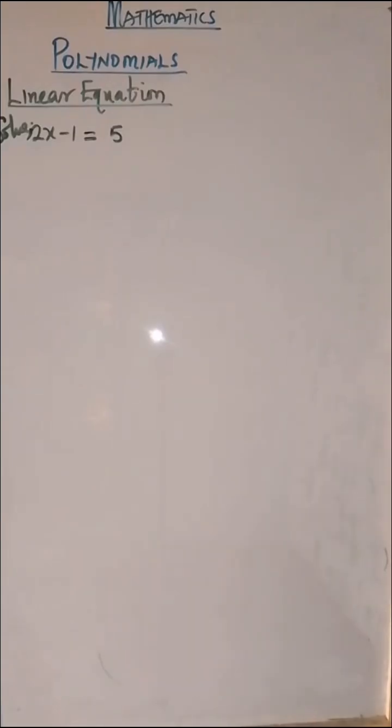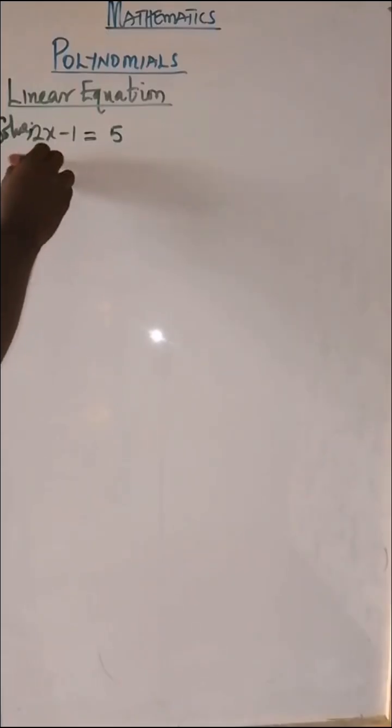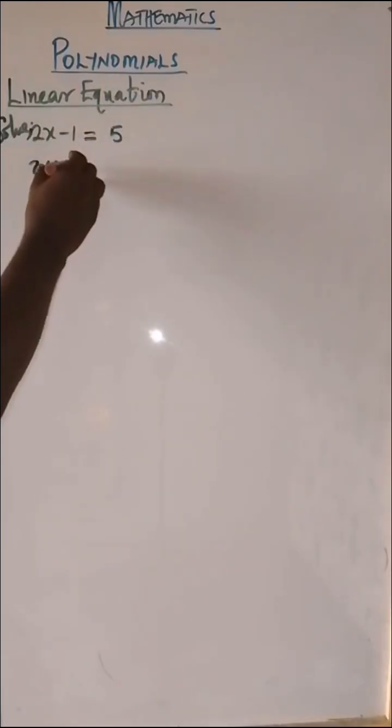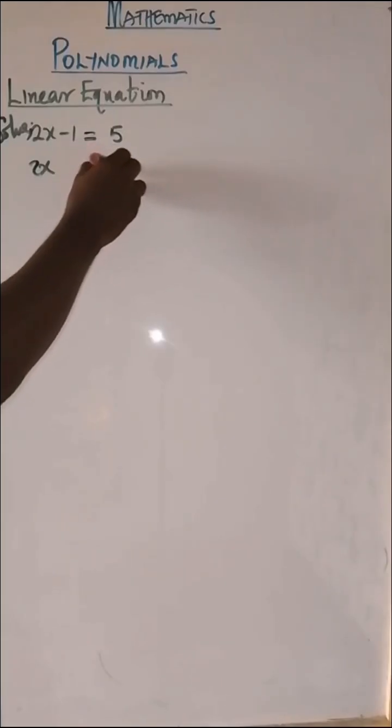We are meant to solve. When you are told to solve, it means you are looking for the value of the unknown. So this 2x is what we want to get. So we can write it as 2x. This minus 1 we can cross over this equality sign and becomes plus 1.